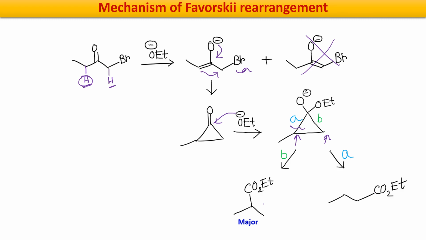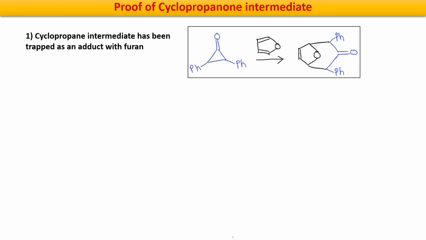So when bond A is broken, the negative charge is here. This will be the product which you will get from A, and if you break bond B, that is this bond you are breaking, you will be getting the major product, which is this one, right? Next we will see the proof of the cyclopropanone intermediate.